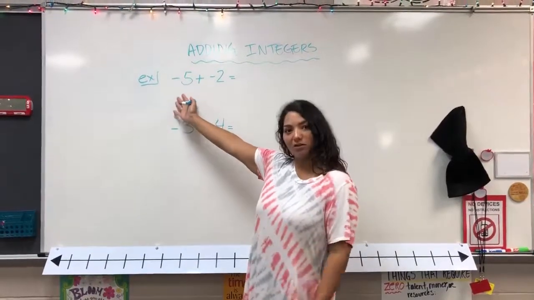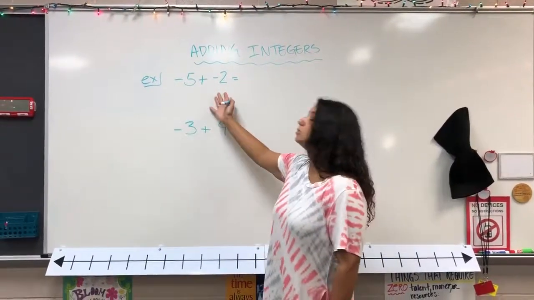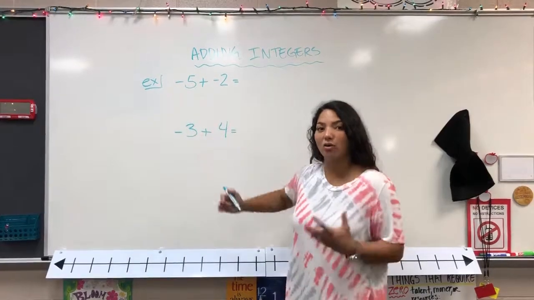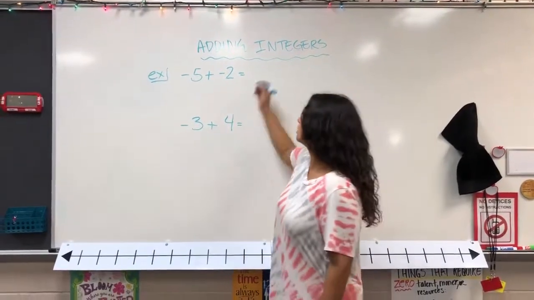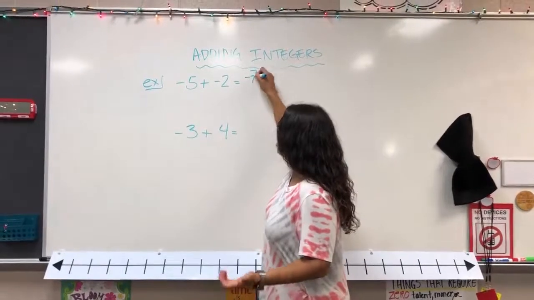It's like saying if I owe somebody $5 and then I owe them $2, right? How much do I owe them? I'm still negative, right? So then I owe them $7. But what if that's hard for me to grasp?